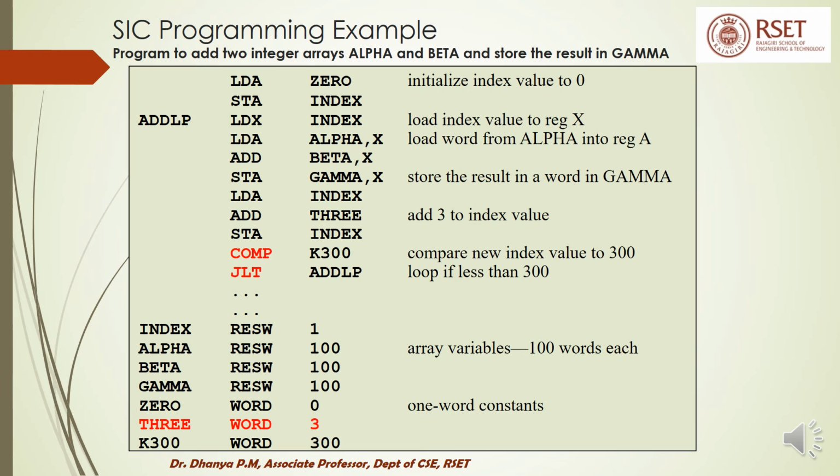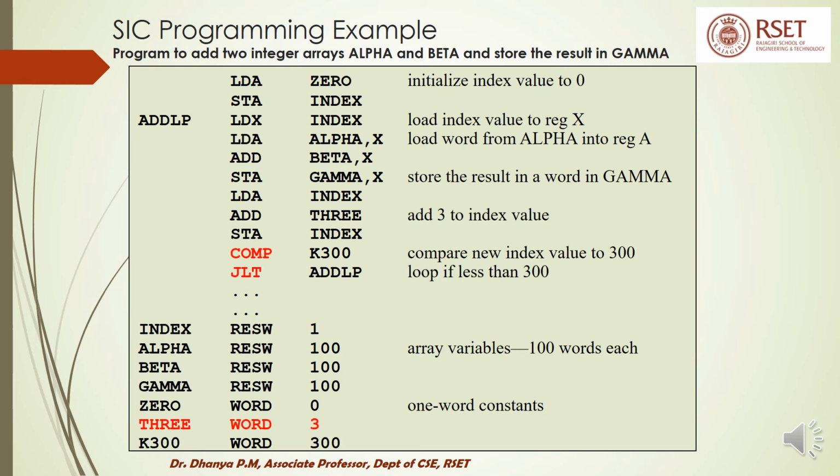Program to add two integer arrays alpha and beta and store the result in gamma. Here both alpha and beta are storing 100 integers. So first of all, since it is storing an integer value, it requires one word for every integer, and one word is equal to 3 bytes. So in order to take the second number, we need to increment the counter with 3.